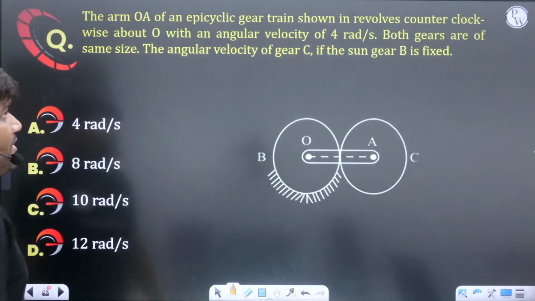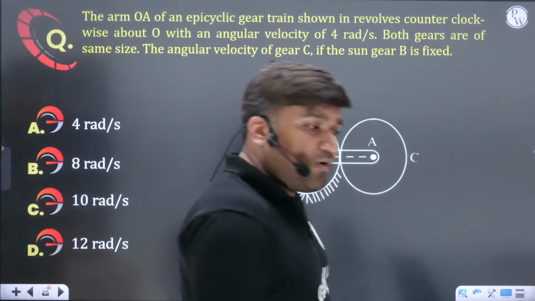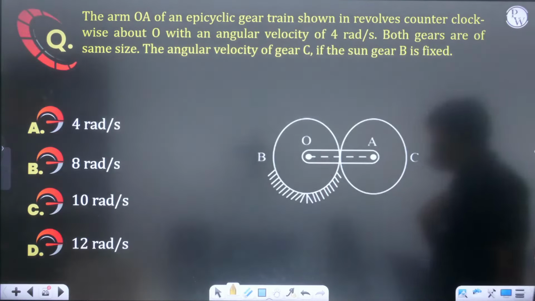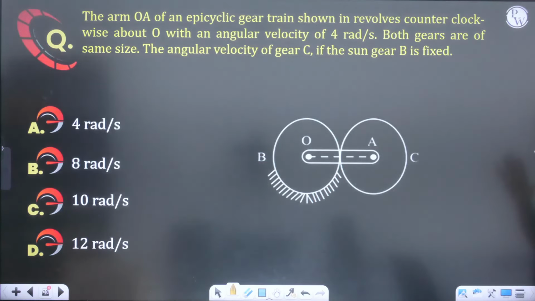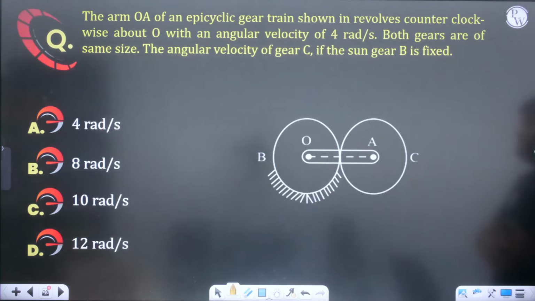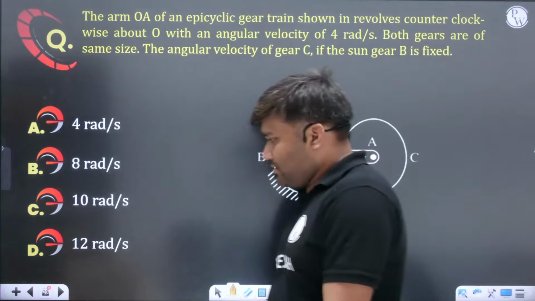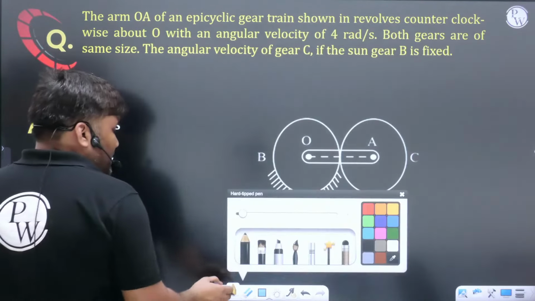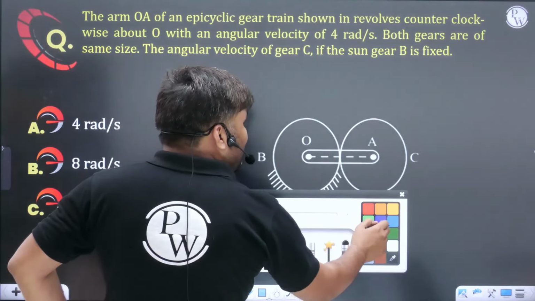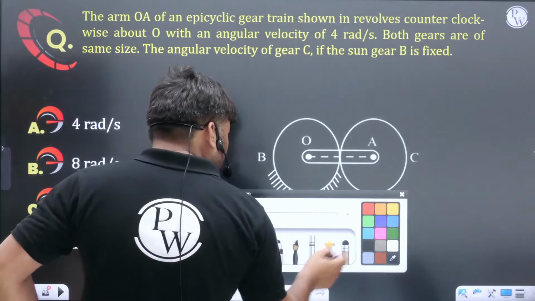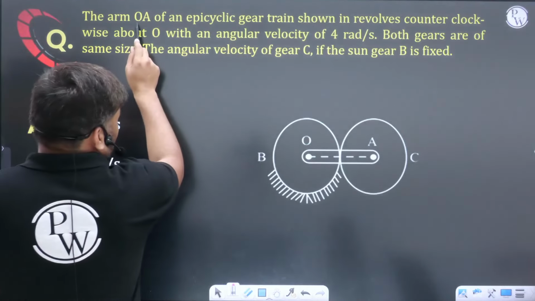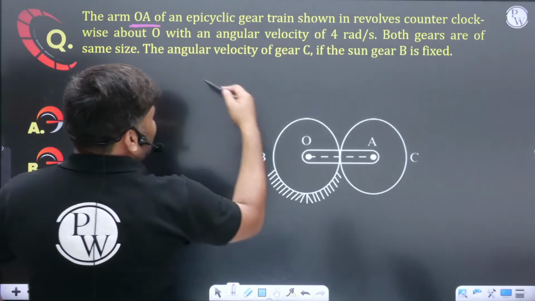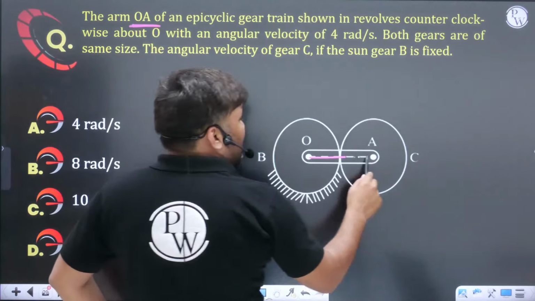Okay. One last question for epicyclic gear train. Again, I am outside the board. Just have a look, pause the video and try to solve this question. Now, I hope you have got your answer. Now let me tell you. What is the correct answer here? In the examination question, what they have given: the arm OA of an epicyclic gear train shown in the figure. Arm OA.